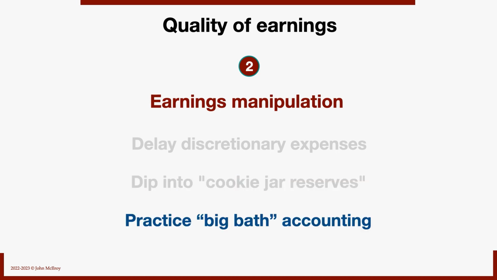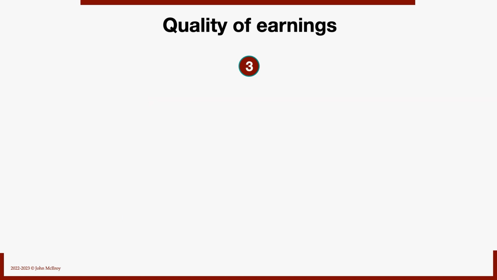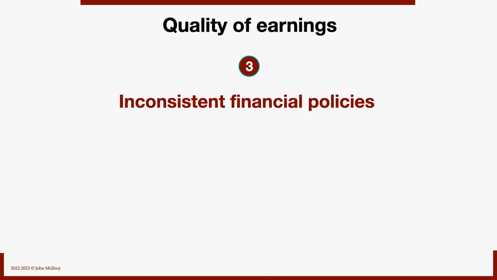Or they practice big bath accounting. What does that mean? It means you take a big bath and you concentrate all of your expenses into one period, show horrible earnings for a specific period, and then that makes earnings in future periods look a lot more favorable. Sometimes inconsistent financial policies are an issue. We've got to check them. They change the depreciation method to make earnings look more favorable in a given period.